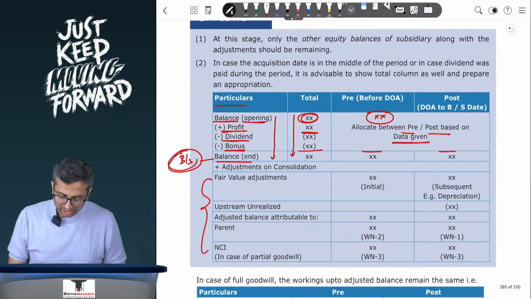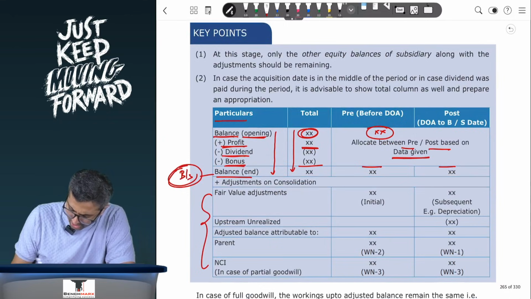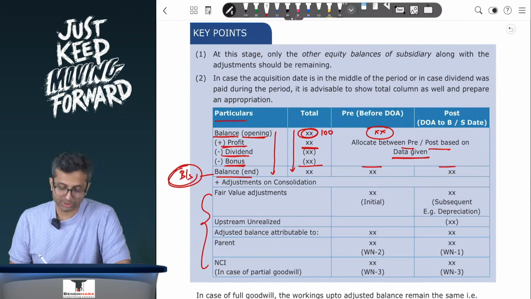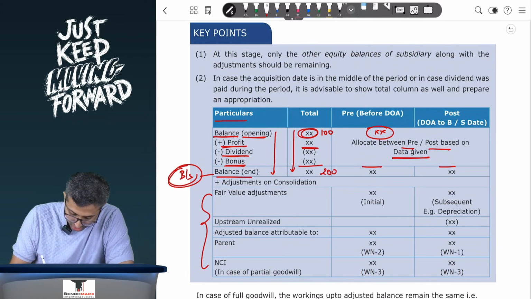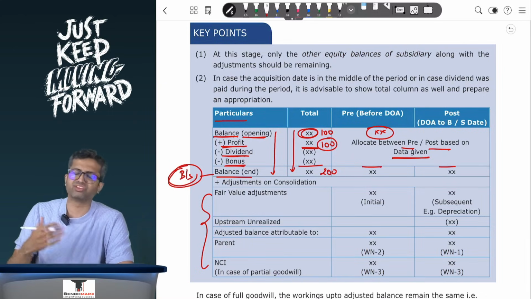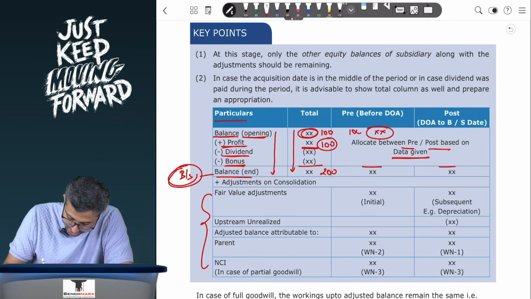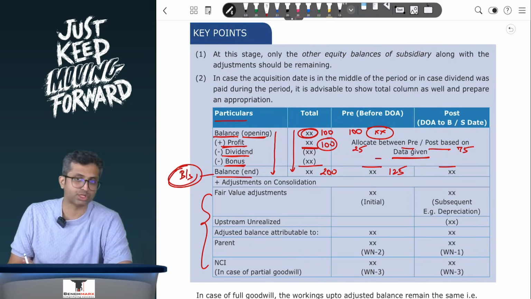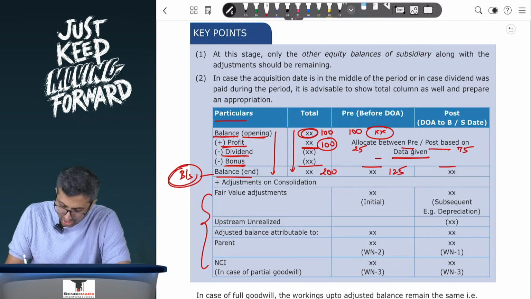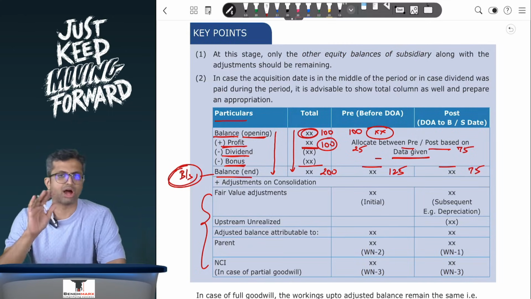Now the point that you want to remember is, for example, I'm just taking hypothetical numbers, your opening balance was 100, let us say your closing balance is 200, profit during the year came up to also 100, let us say, and your date of acquisition was 3 months after the opening date, in which case I'll say 100 is the opening balance, 25 over here will come as pre, 75 will come as post, and that's about it. So you've analyzed and said today the reserves are 200, out of which 125 was earned prior to the date of acquisition and 75 was earned after the date of acquisition.